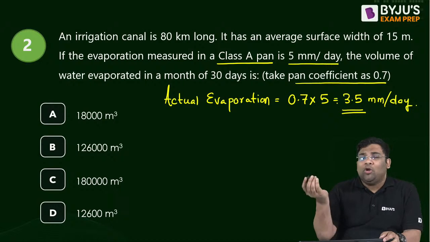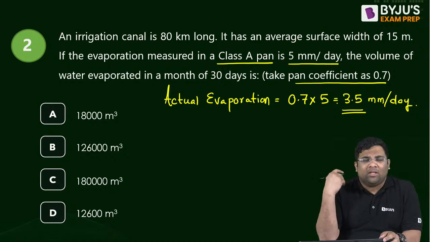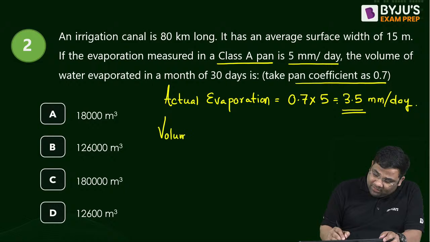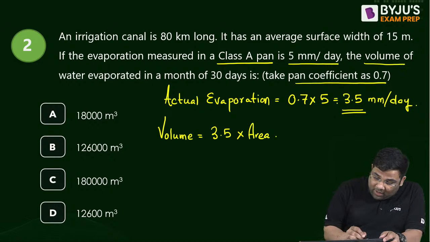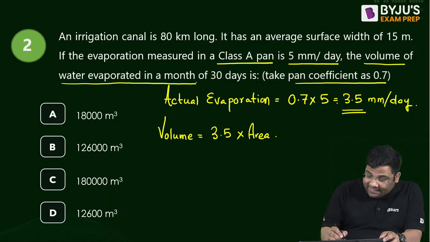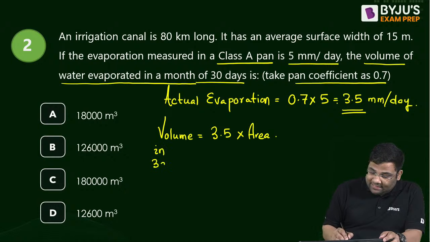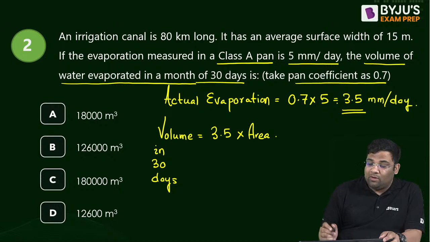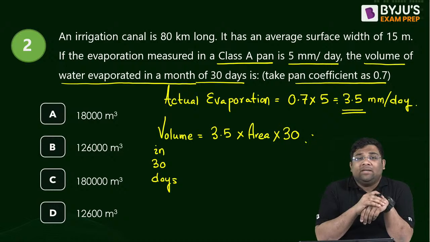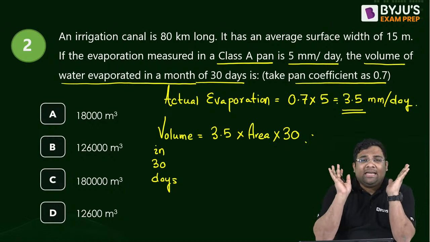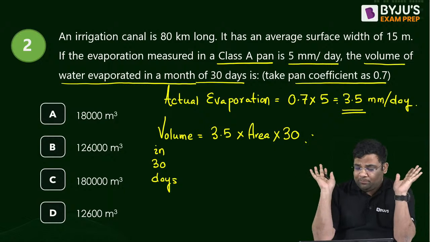If I want to find out the volume of water which got evaporated, the volume will be equal to this depth into area. They're asking the volume of water evaporated in a month of 30 days. This is mm per day, so you will get it per day. If you want it in 30 days, you will multiply by 30. The rest you have to take care of the units. Afrid has answered B. The final answer is in meter cube, so give me the answer.